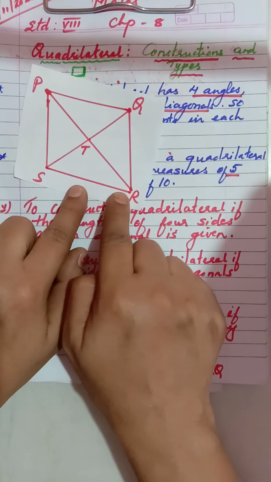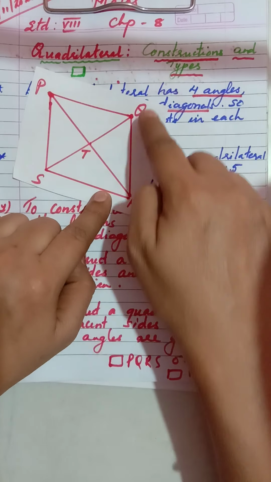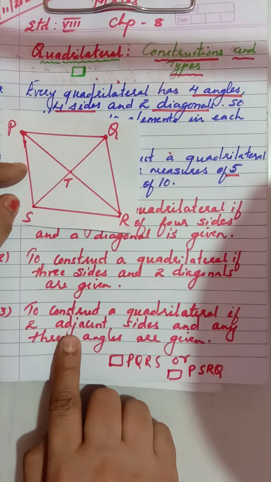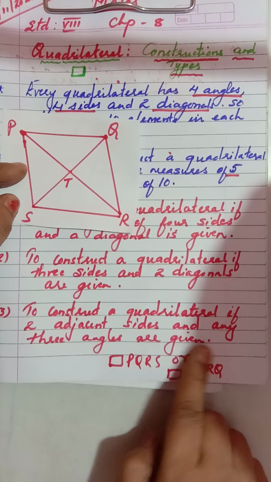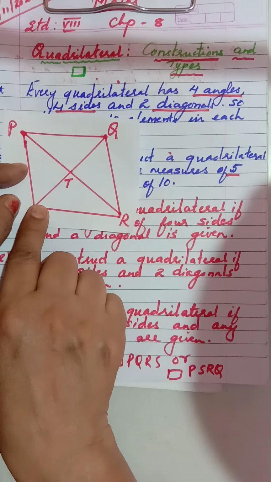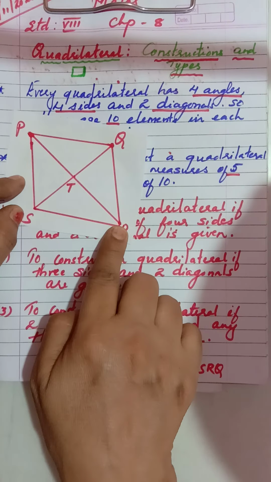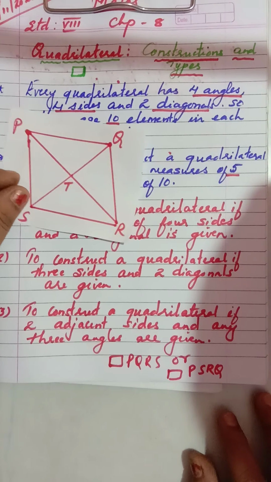Suppose if I take side SR and RQ, which point is common? R. That means one point should be common. So SR and RQ, this point R is common between these two sides. Okay. So this is called adjacent side. So this is the thing that 2 adjacent sides are given and 3 angles. Maybe if I take these both sides, sometimes angle S will be given, R will be given, or some other one more angle will be given. So 3 angles will be given. With the help of that, we have to construct a quadrilateral.